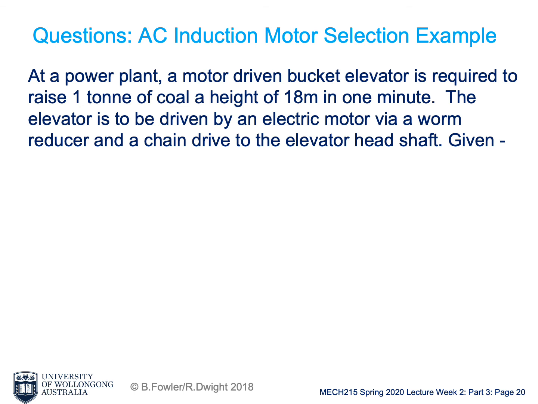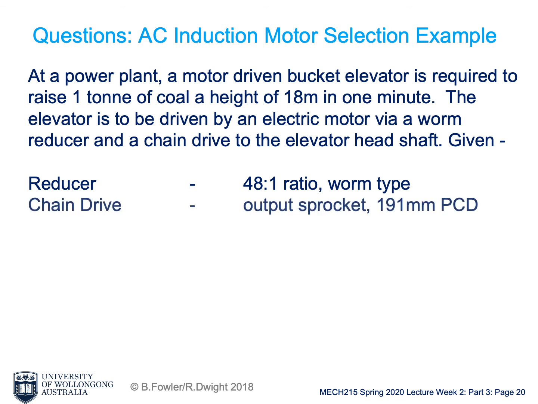Before we start, I'll give you one example. This is the example I'm going to work through during the lecture time. At a power plant, a motor-driven bucket elevator is required to raise 1 ton of coal to a height of 18 meters in 1 minute. That gives you how much power the motor needs. The elevator is driven by an electric motor via a worm reducer and a chain drive to the elevator head shaft. So you get 2 steps of gearing.